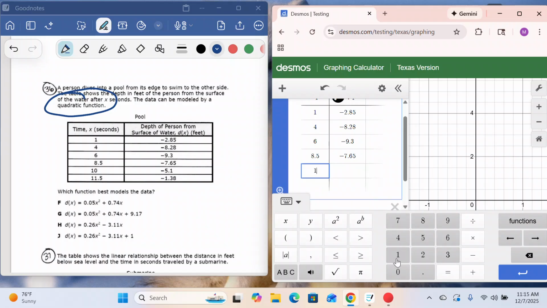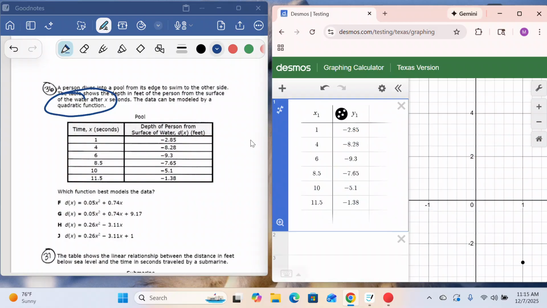I have 10. And I have negative 5.5, I mean 5.1. And then I have 11.5. And I always want to double check my values to make sure that I put in the right ones, because even one negative will make it go astray. And then I push my regression here.